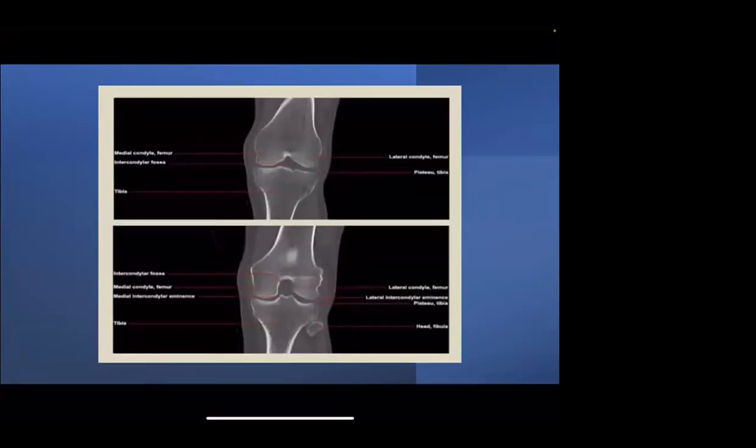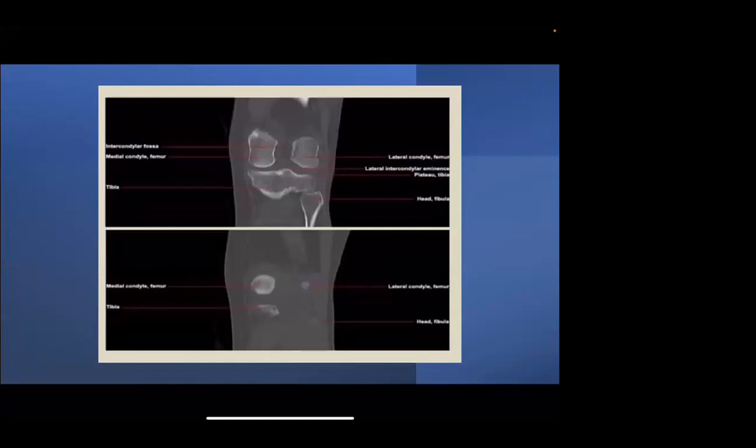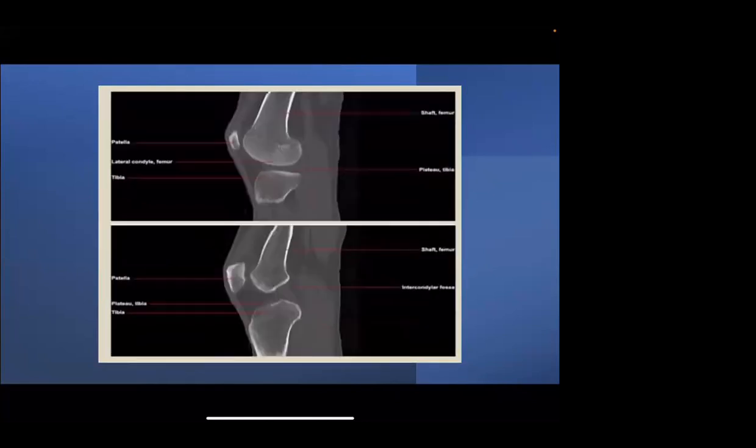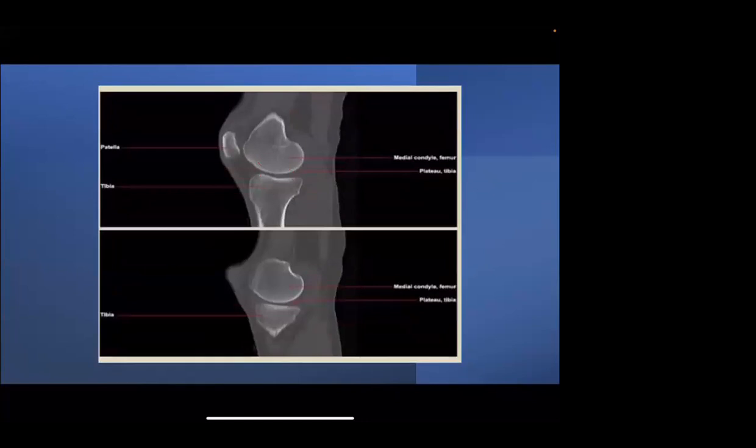This is the coronal cut, showing the medial and lateral condyles of the femur and the tibia. These are the tibial spines. This is the sagittal cut, showing the plateau of the tibia and the lateral condyle of the femur. And this is the medial condyle, which is larger than the lateral condyle. And this is the medial plateau. Thank you very much.